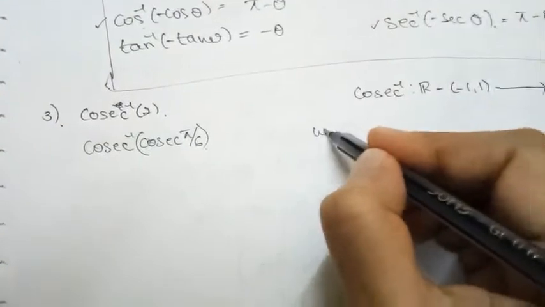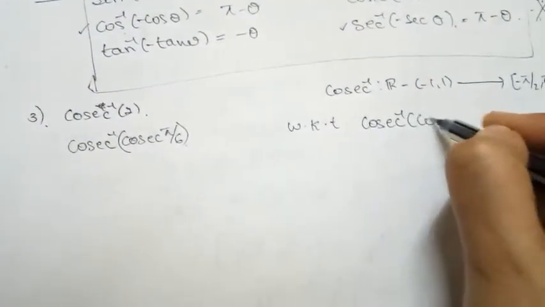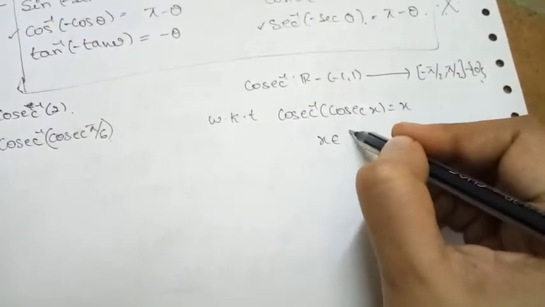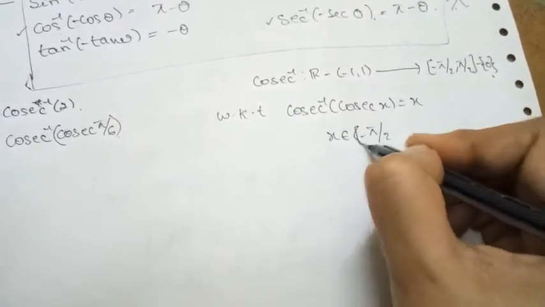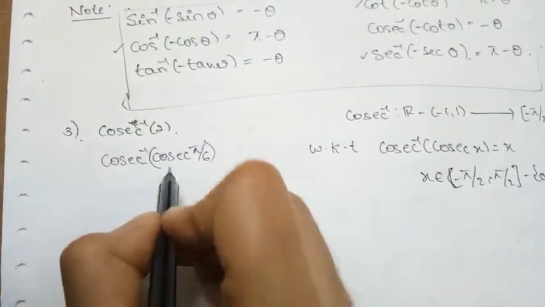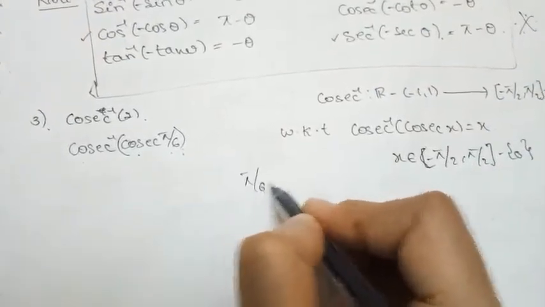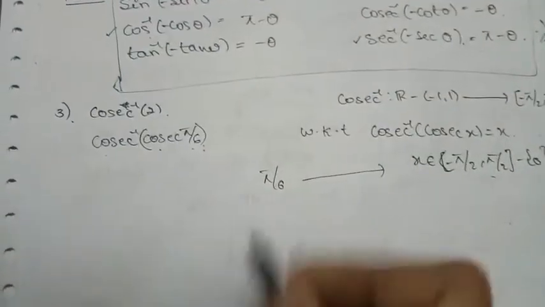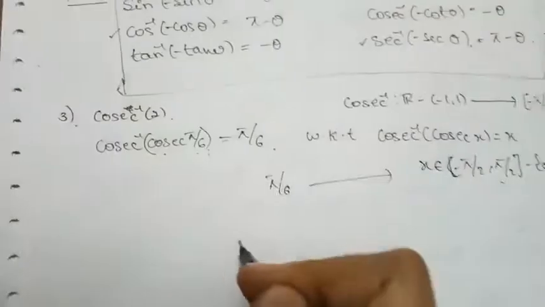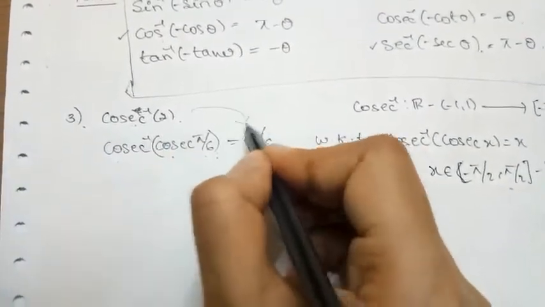We know the property that cosecant inverse of cosecant x is equal to x when x belongs to our principal value branch, that is minus pi by 2 to pi by 2 excluding 0. Clearly, pi by 6 belongs to this principal value branch. So cosecant inverse of cosecant pi by 6 is equal to pi by 6. So the principal value of cosecant inverse of 2 is pi by 6.